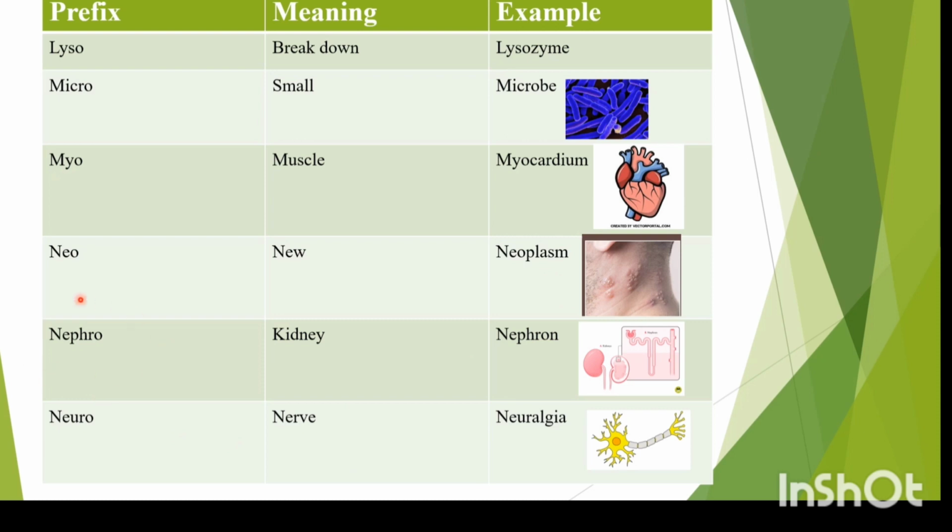Next one is nephro. Nephro means kidney. Example, nephron. The structural unit of kidney is called nephron. Next one is neuro. Neuro means nerve. Example, neuralgia. Neuralgia means pain. Neuro means nerve. So nerve pain is called neuralgia.